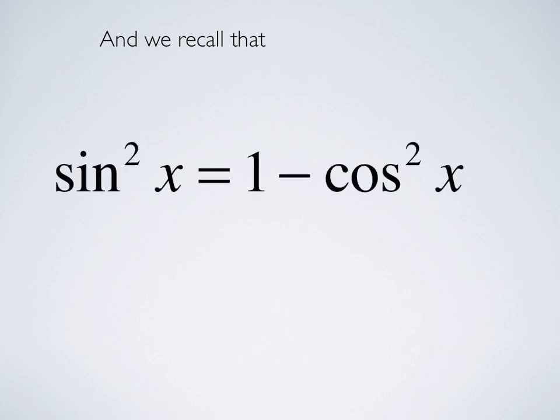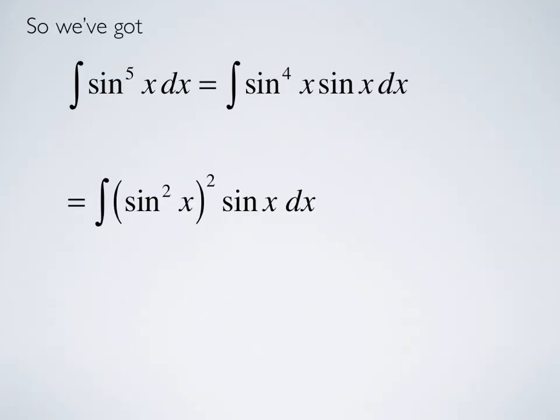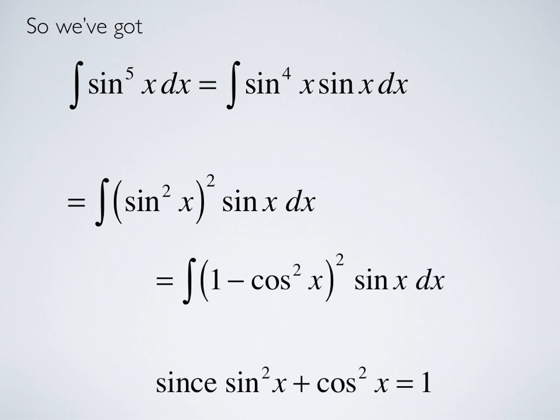So we recall the most basic of identities. Sine squared of x is 1 minus cosine squared of x. So we can rewrite everything in the following way. The integral of sine to the 5th of x is the integral of sine 4th of x times sine of x, is the integral of sine squared of x, squared, times sine of x, is the integral of (1 minus cosine squared) squared times sine of x dx, where we use sine of x squared plus cosine of x squared equals 1.